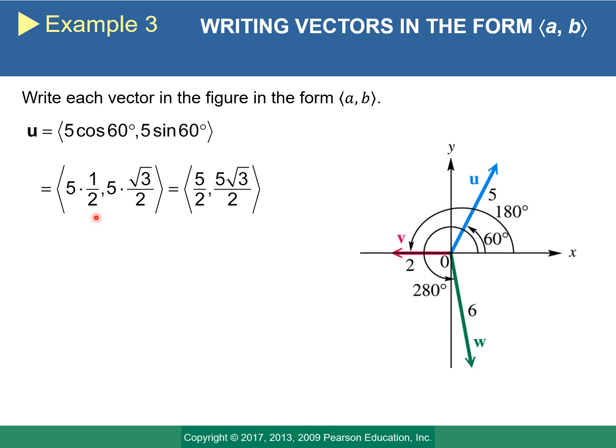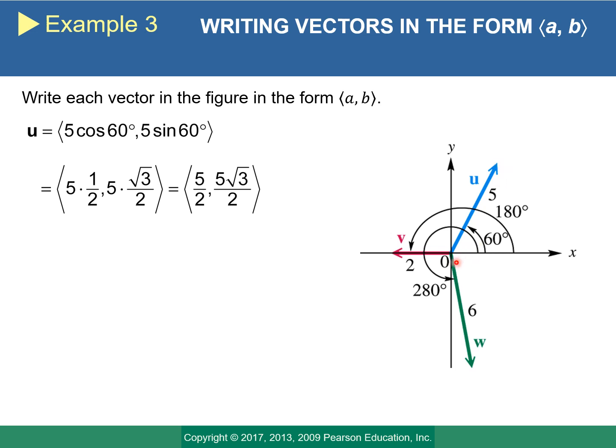From our unit circle, we know cosine 60 is 1/2, and we know sine of 60 is square root 3 over 2. And then you just multiply both by 5, the magnitude, and so this is your vector in your angled bracket notation. So this point where it ends is 5/2, comma, 5 square root 3 over 2.